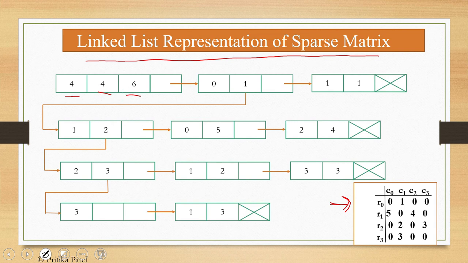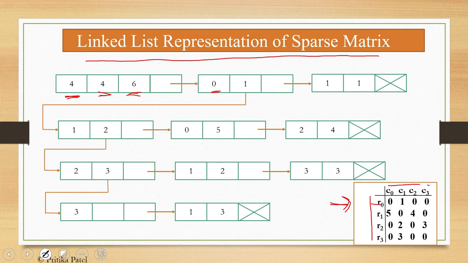Here the total number of rows is 4, so 4 is written over here. The total number of columns is also 4. And the non-zero elements number 6. Then next is PTR, the pointer to the first row of the matrix. Now the first row is row 0, so R0 is written over here.